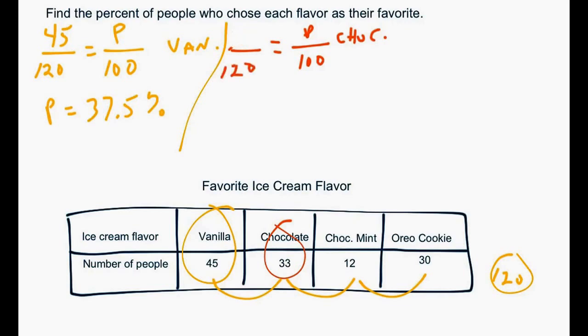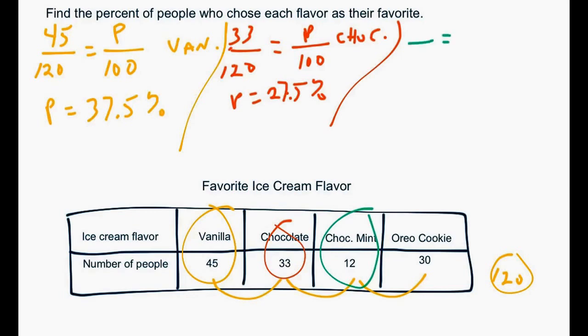That's an ugly 33. 33 out of 120. And then once again, we'll solve this proportion. And I get 27.5%. So 27.5% chose chocolate. All right, let's try chocolate mint now.